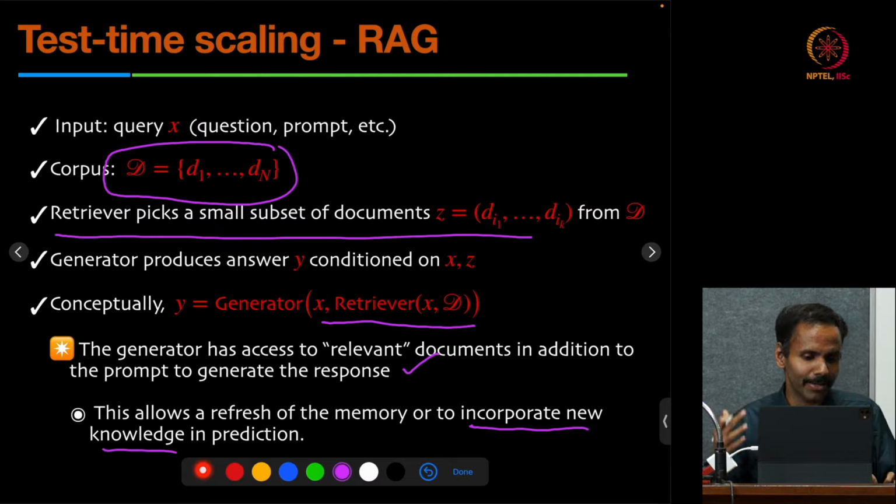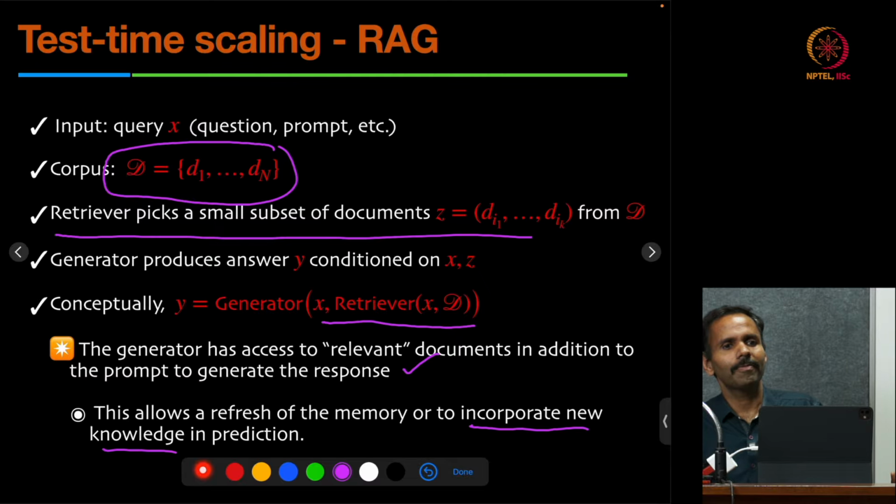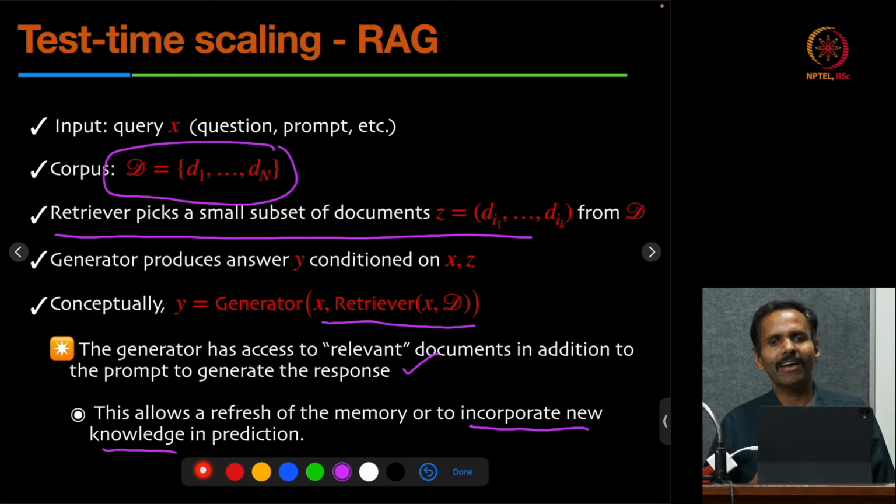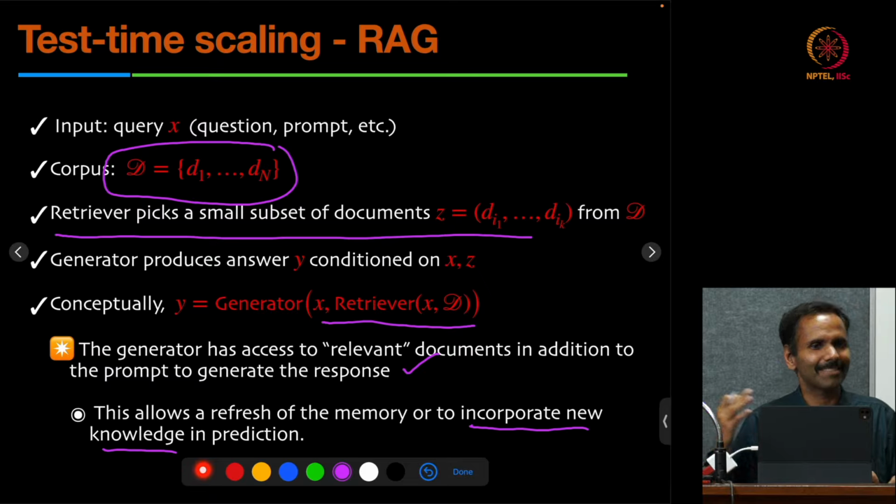Some of you, if you had used earlier versions of models like ChatGPT, would have seen responses saying that my model was trained only with information up to September 2023. Now you are asking new information which I don't have access to. Sorry, I am not able to respond, right? Now this has all gone away because you have expanded your RAG systems.